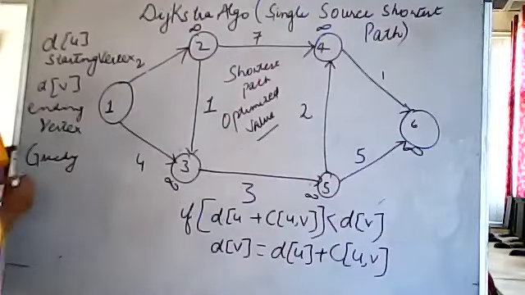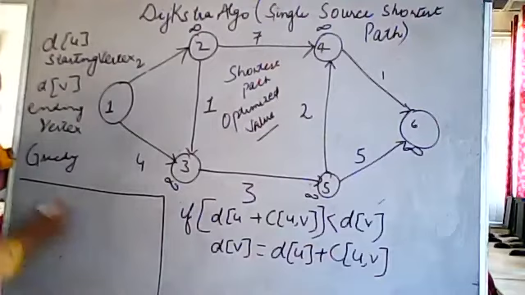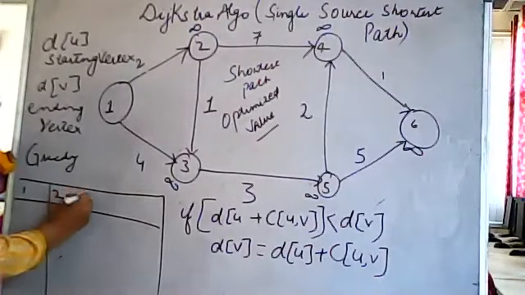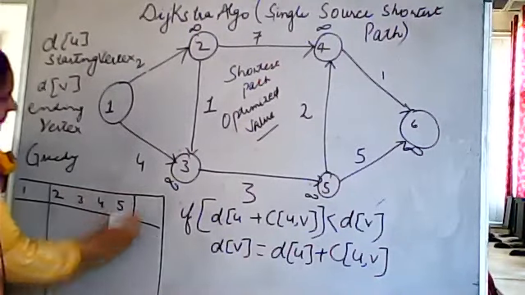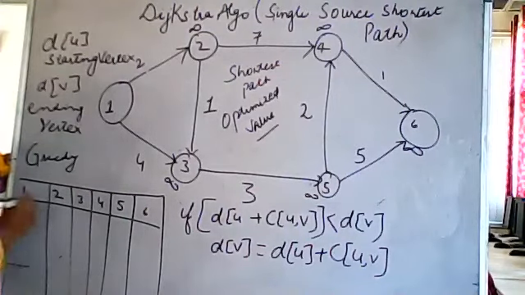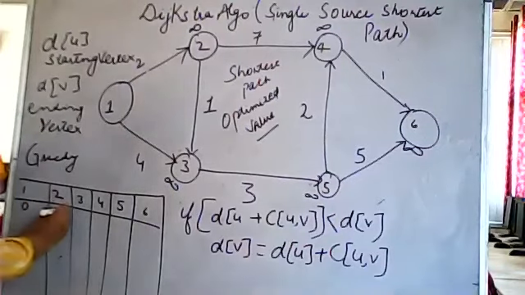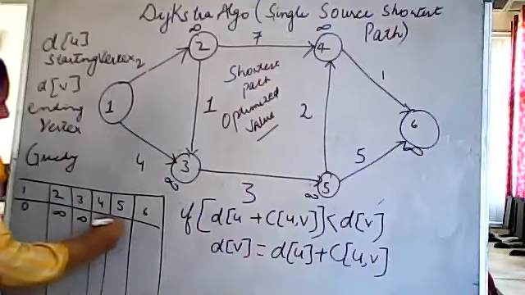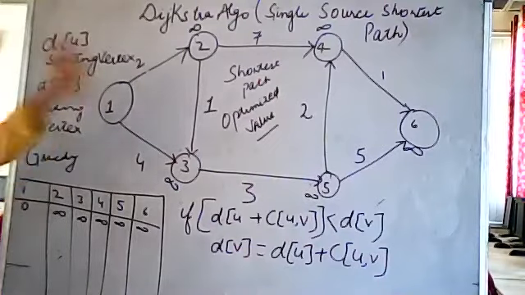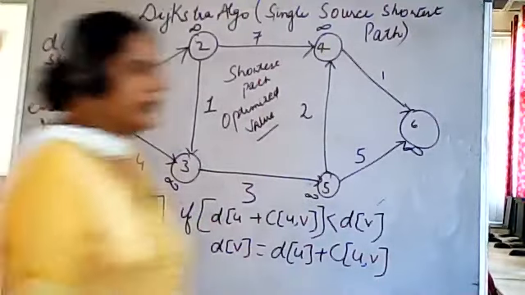Or you can make a matrix like here. Initially, there is no value at 1, so we will give it as 0, and the rest all as infinity, which I have done in the diagram also. Fine.